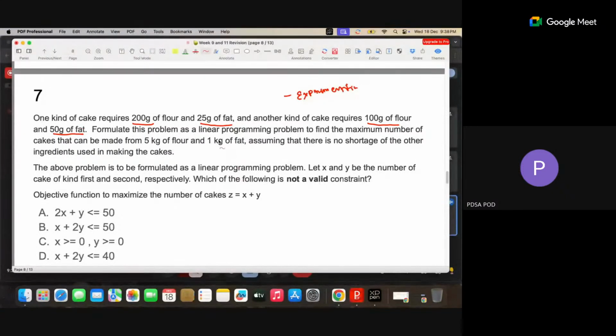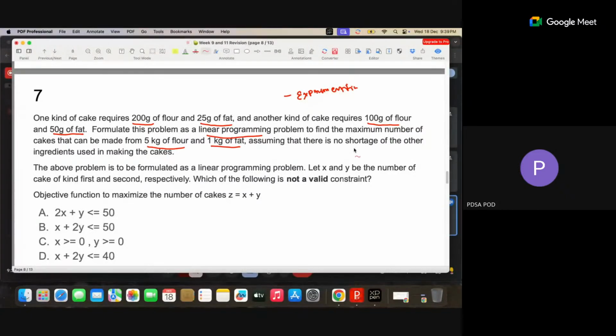So formulate the linear programming model. We need to formulate a linear programming model to find the maximum number of cakes made from 5 kg of flour. See, there is a limit in the store. In the bakery store, we have only 5 kg of flour, and 1 kg of fat is available.